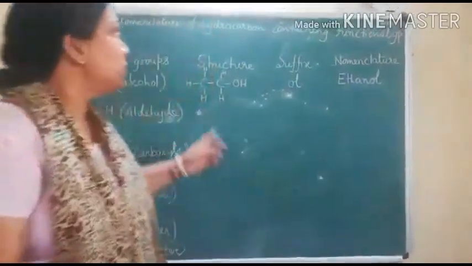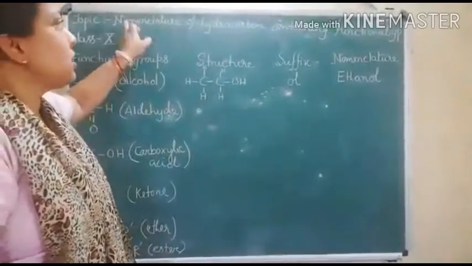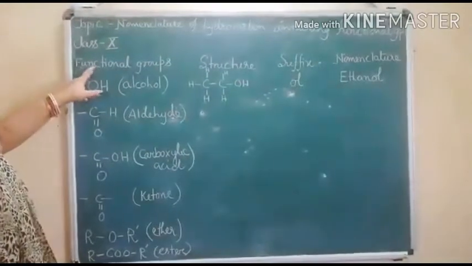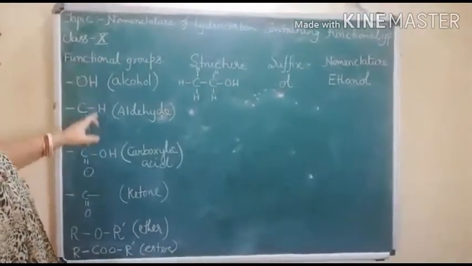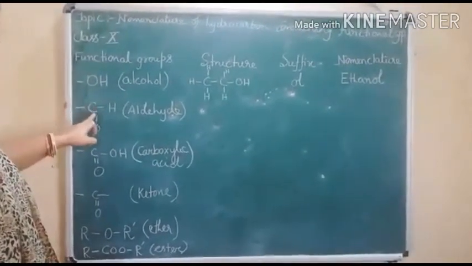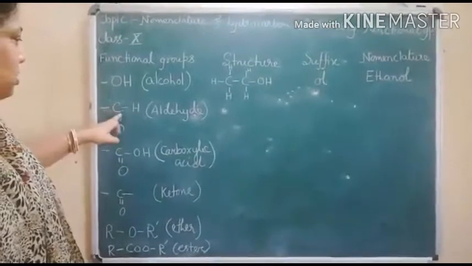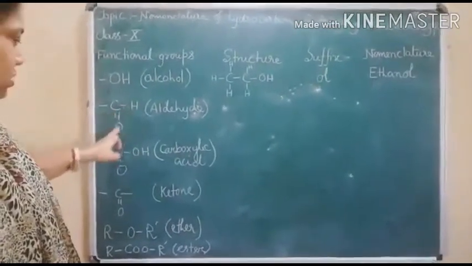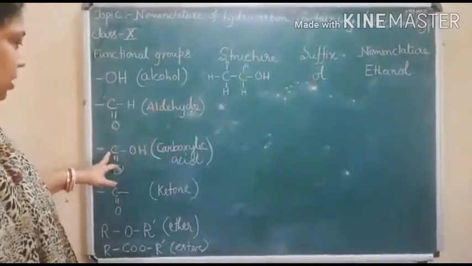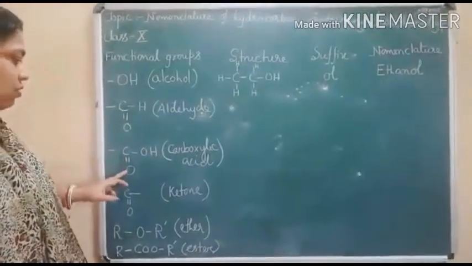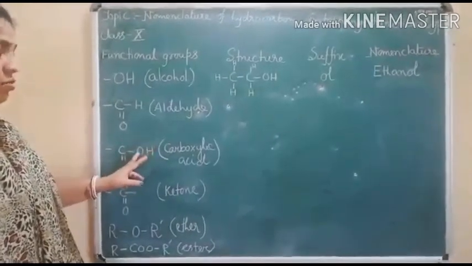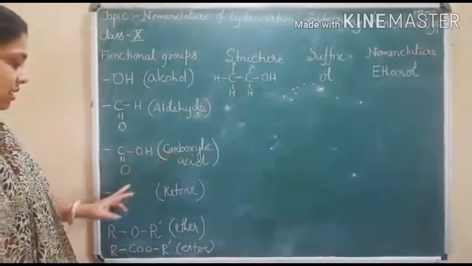Hello children, today we are going to start with the nomenclature of hydrocarbons containing functional groups. In functional groups, we have to study these. First one is OH. Second one is CHO, that is C double bond O and then H, which is the functional group of aldehyde. Third one is C double bond OOH, meaning COOH. This functional group is called carboxylic acid.